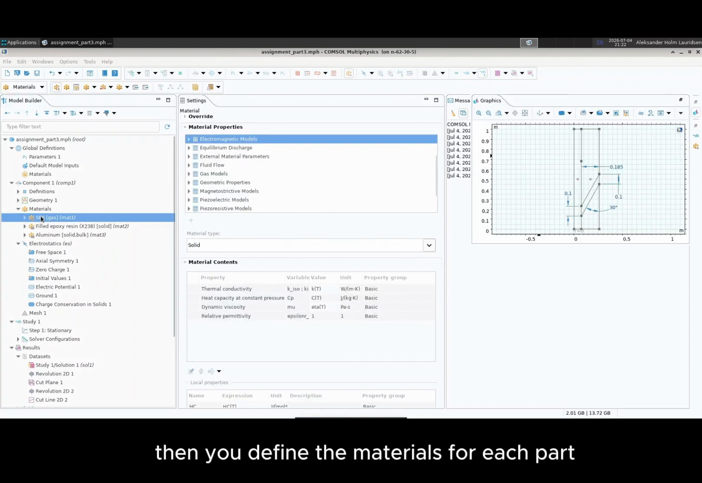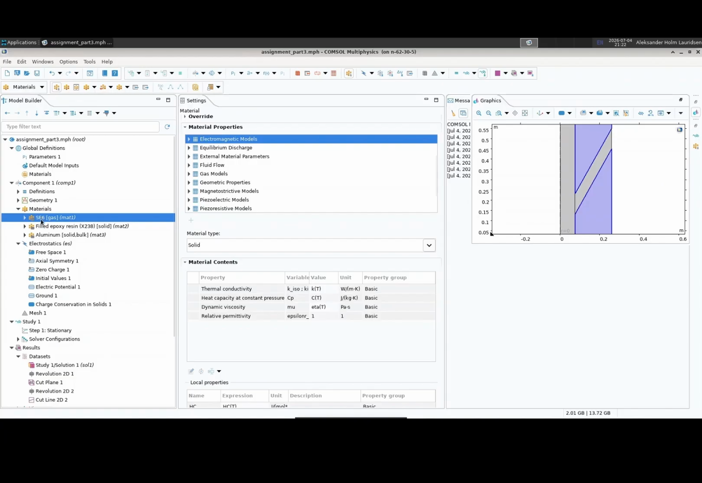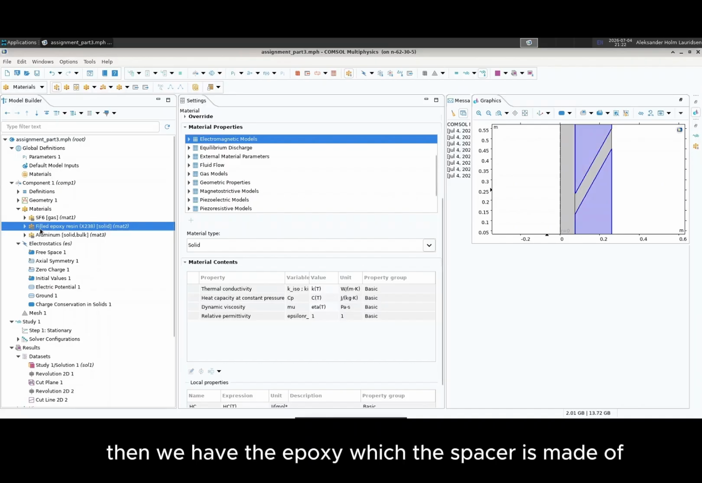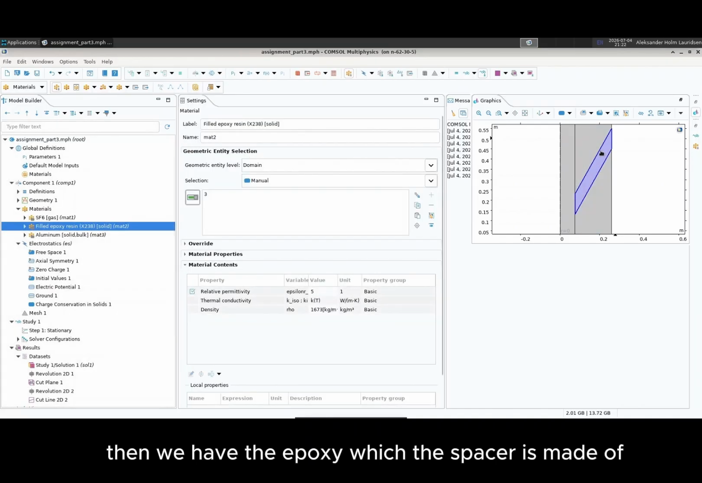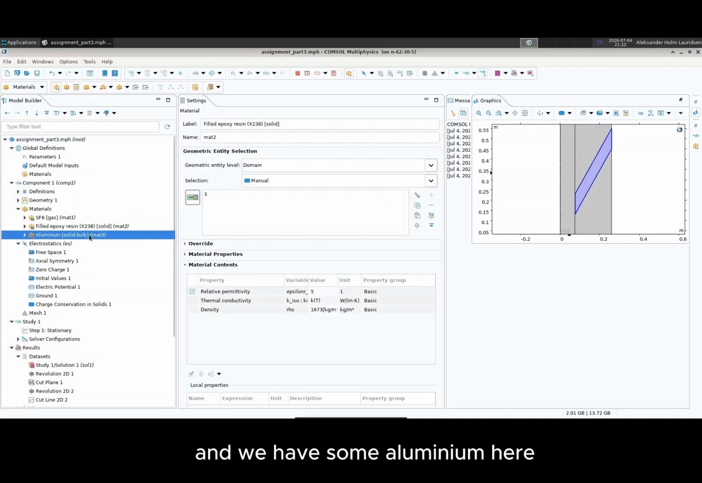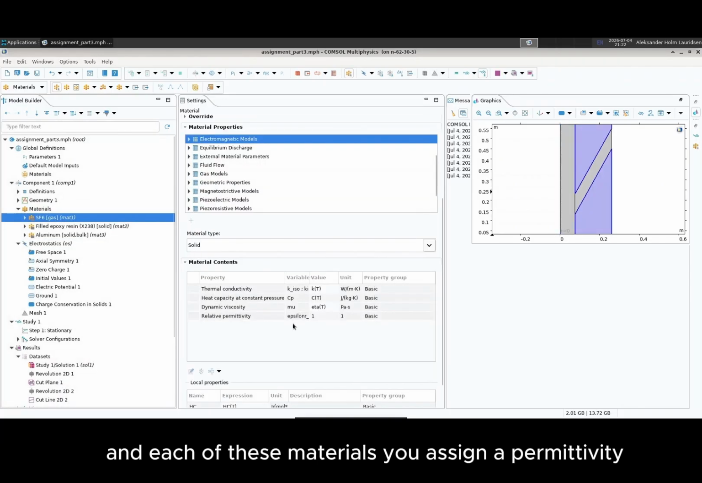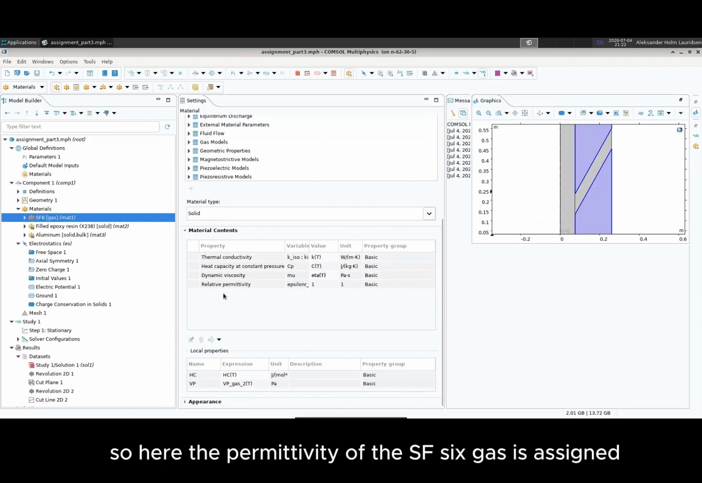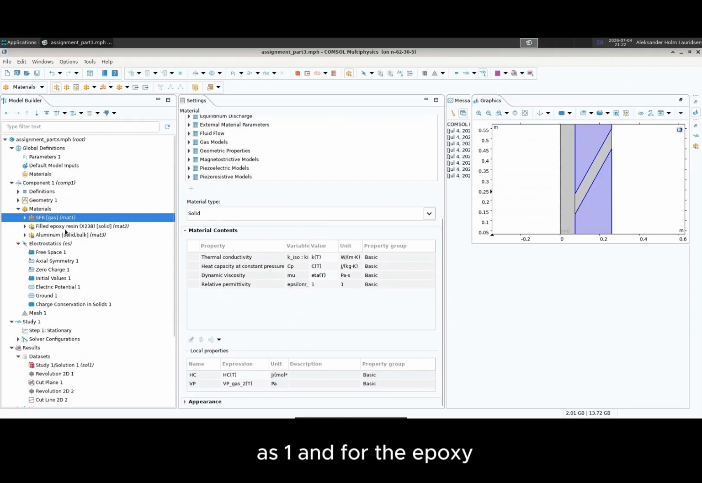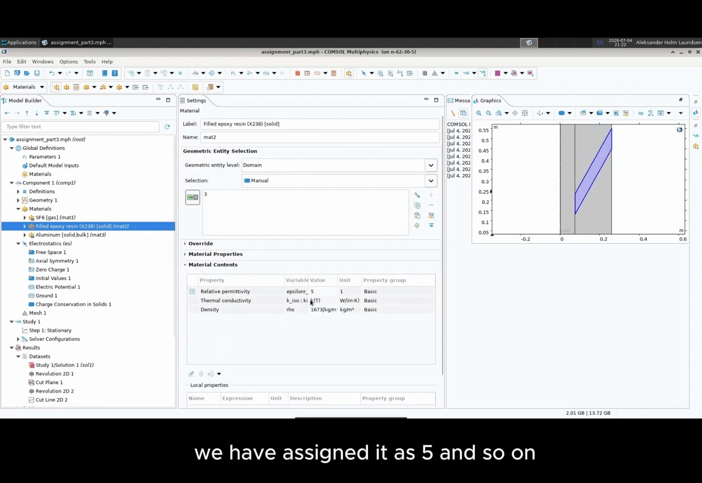Then you define the materials for each part. So we have the SF6 gas here in the space between the spacers. Then we have the epoxy, which the spacer is made of. And we have some aluminium here, which is the conductor. And for each of these materials you assign a permittivity. So here the permittivity of the SF6 gas is assigned as 1, and for the epoxy, you have assigned it as 5, and so on.